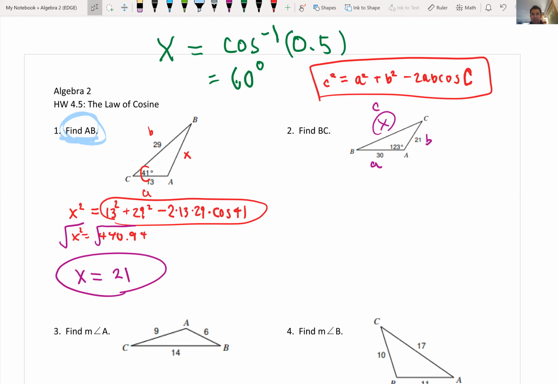All right. So let's set it up. C squared equals 30 squared plus 21 squared, A and B, right? Minus 2 times 30 times 21 times cosine of 123 degrees.